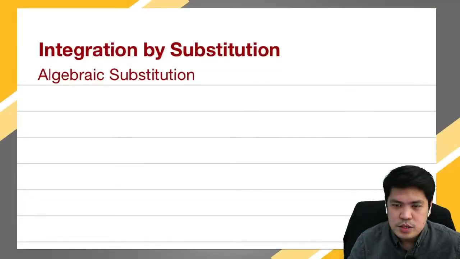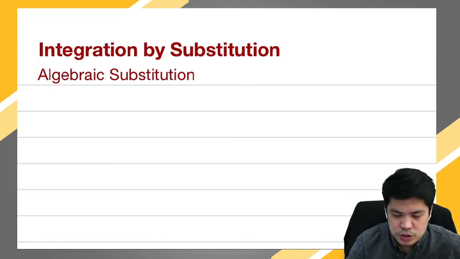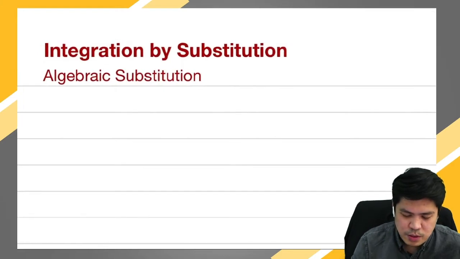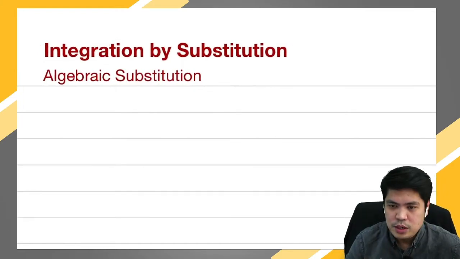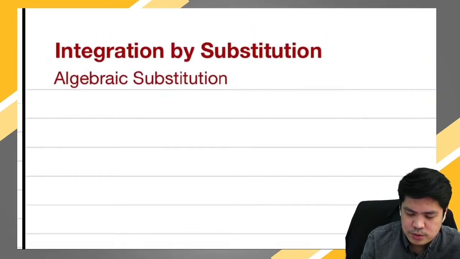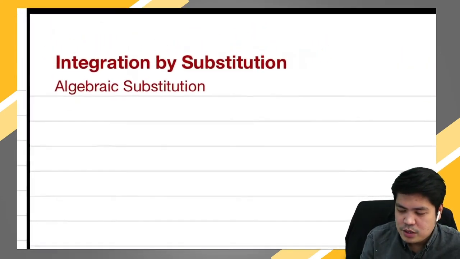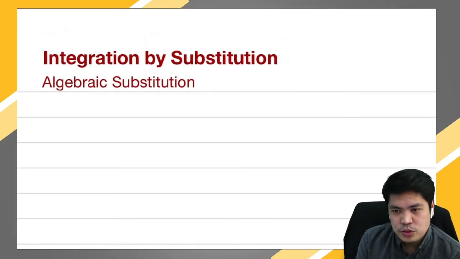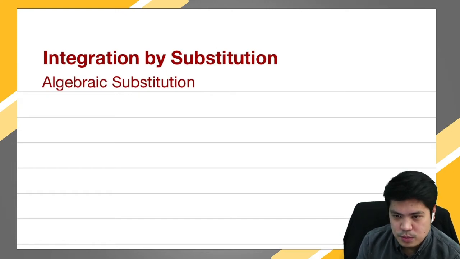Okay, so we come now to integration by substitution. In this section, we'll study first algebraic substitutions. We will be using two substitutions in this topic, algebraic substitution and trigonometric substitution. So first, we'll have the algebraic substitution. There are some integrals that require a change in variable. So basically, algebraic substitution is about the changing of variables.